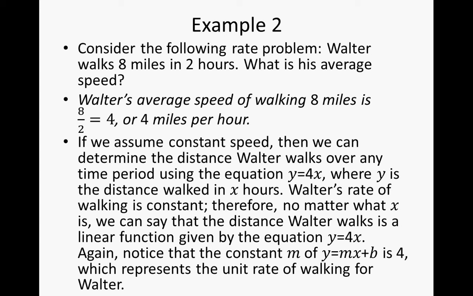If we assume constant speed, then we can determine the distance Walter walks over any time period using the equation y equals 4 times x, where y is the distance walked in x hours. Walter's rate of walking is constant. Therefore, no matter what x is, we can say the distance Walter walks is a linear function given by the equation y equals 4x. Again, notice that the constant m of y equals m times x plus b is 4, which represents the unit rate of walking for Walter.